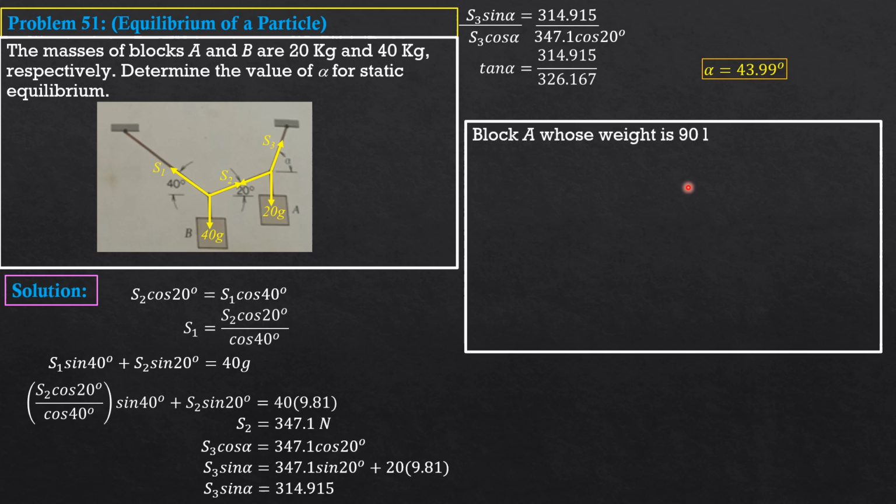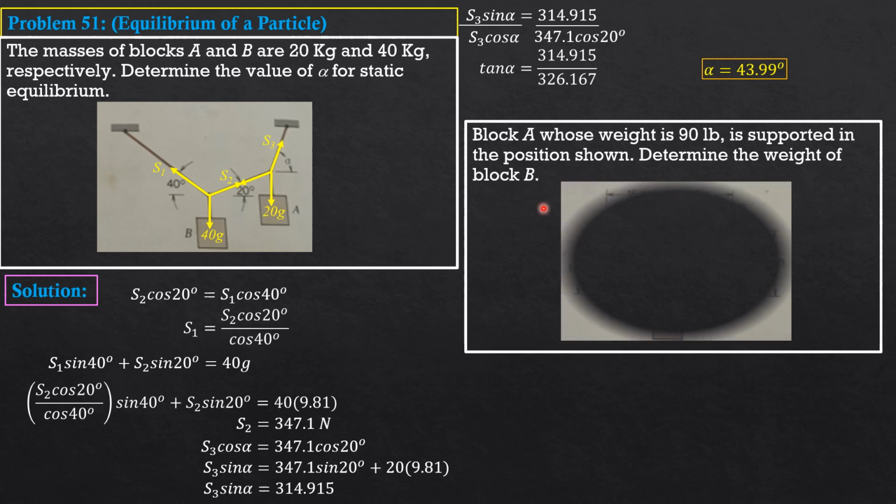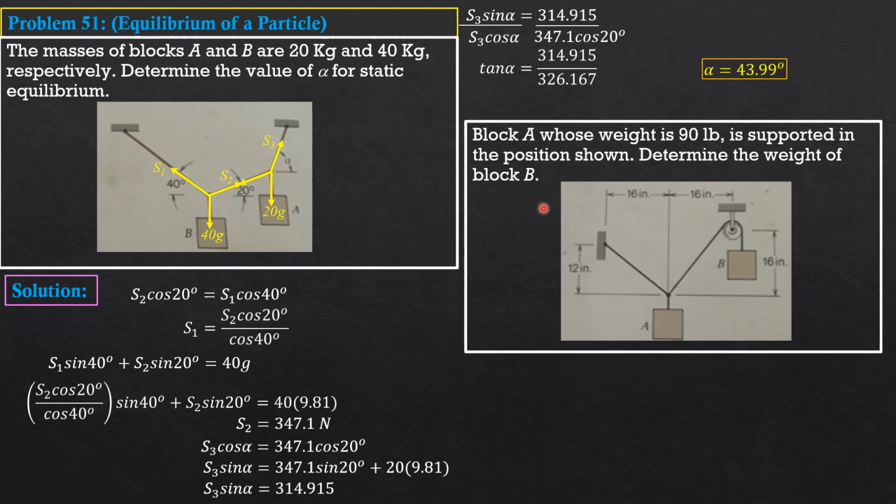Now for your part: block A, whose weight is 90 pounds, is supported in the position shown. Determine the weight of block B. So that's the figure, and show that the weight of block B is equal to 72.73 pounds. So that's for your part.